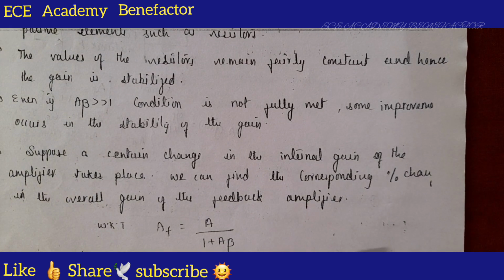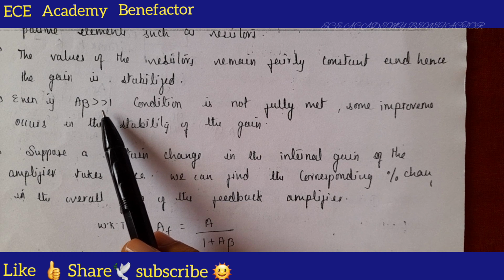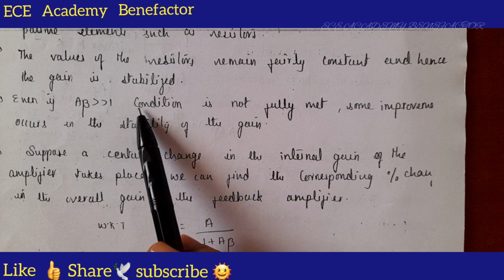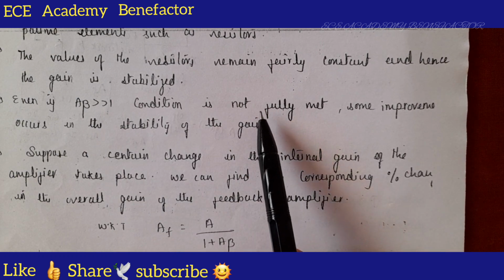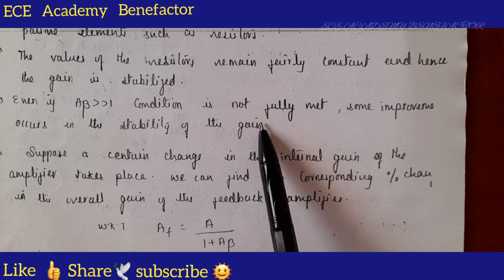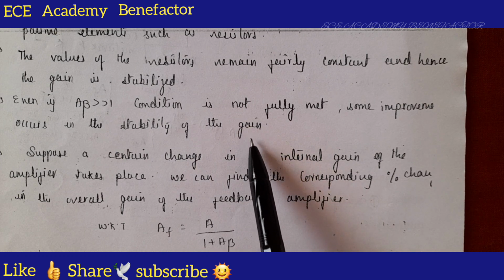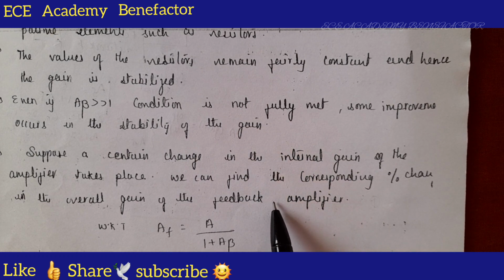Even if we make A beta very large compared to 1, the condition is not fully met. So let us say that it is not fully met. Some improvement occurs in the stability of gain.